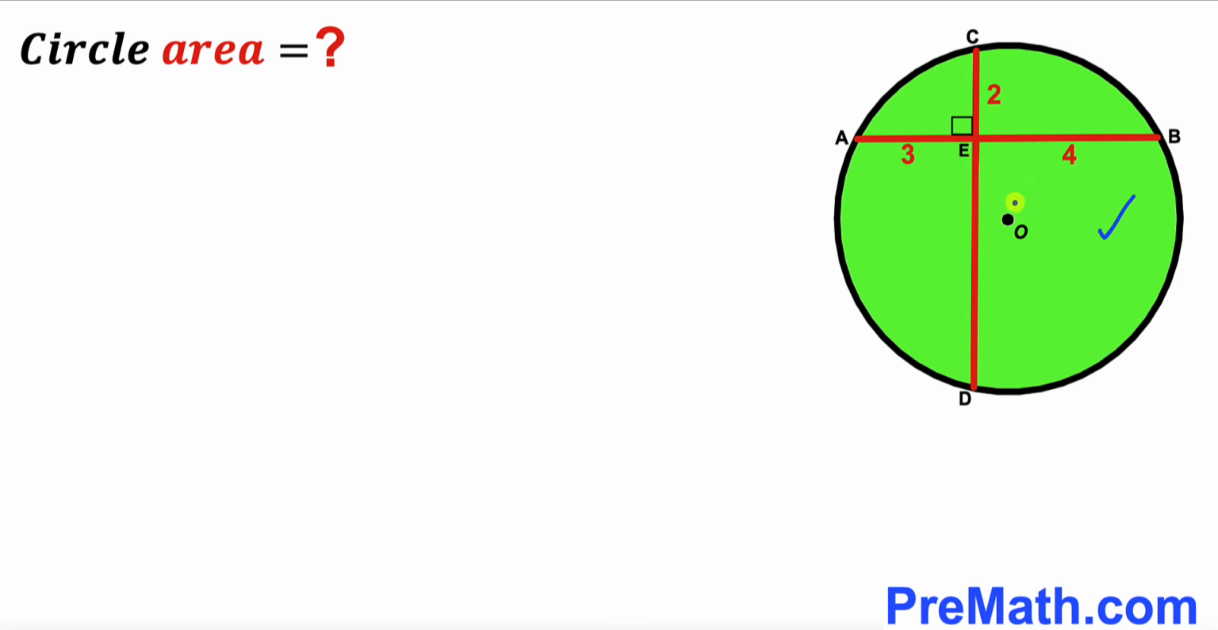In this video, we have these two chords AB and CD for this green shaded circle with center O, as you can see in the diagram, such that these chords intersect each other at this point E, and they are perpendicular to each other as well. Moreover, segment CE length is 2 units, segment AE length is 3 units, and finally segment EB length is 4 units. Our task is to calculate the area of this green shaded circle.